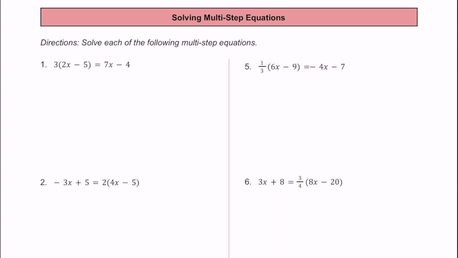Let's practice solving some multi-step equations together. For number 1, we have 3 times the quantity of 2x minus 5 is equal to 7x minus 4. First thing I'm going to do here is distribute this 3 to both terms inside the parentheses.